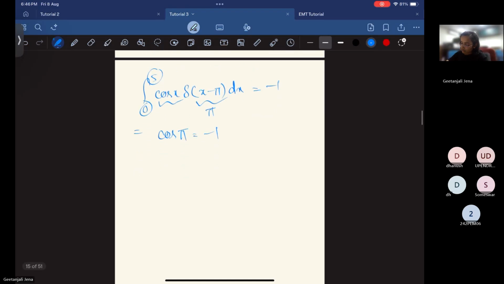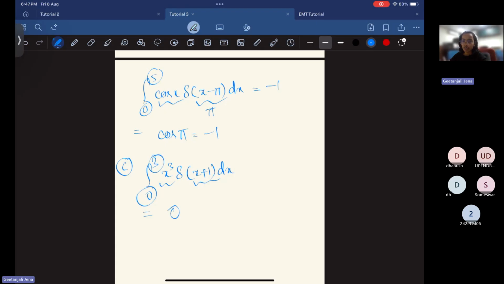Okay. For the C part, this is the integral from 0 to 3 of x cube delta x plus 1 dx. For this, f of x is x cube here, and the non-zero value will occur at minus 1, which is not within the limit of 0 to 3. So that is why this will give a value of 0.